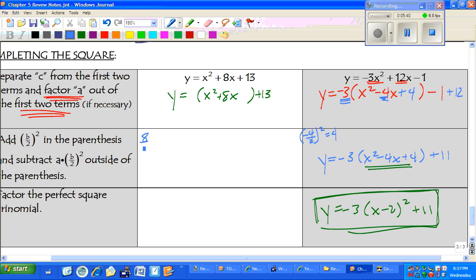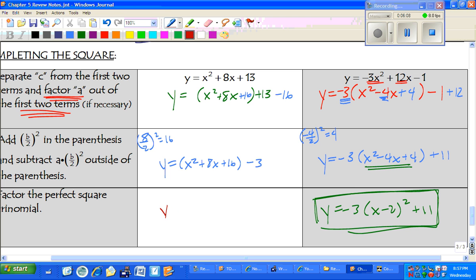Second step, half of b squared. So 8 divided by 2, we get 4. 4 squared is 16. So we add 16 on the inside, nothing out here to multiply with it, so we just have to subtract 16 on the outside. So we get x squared plus 8x plus 16 in the parentheses, minus 3.